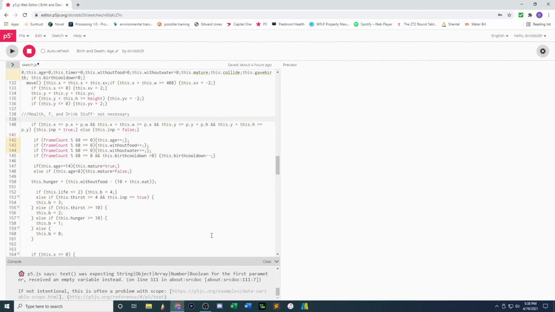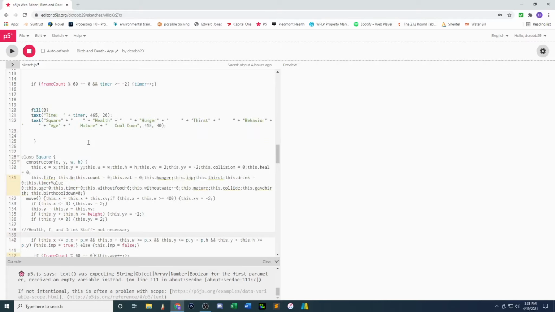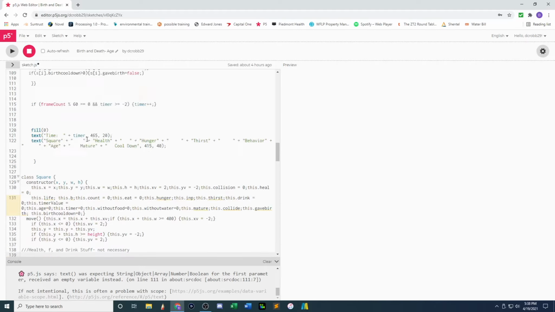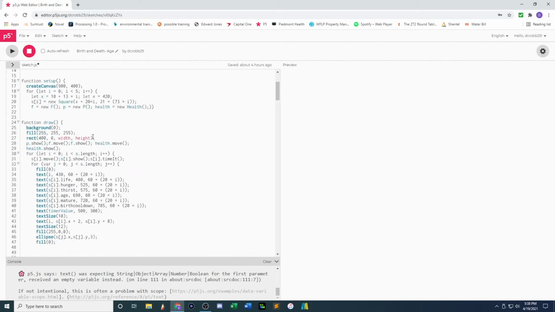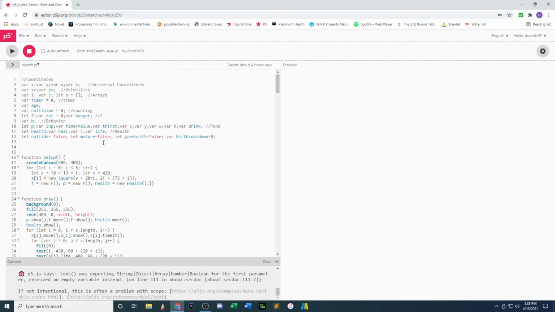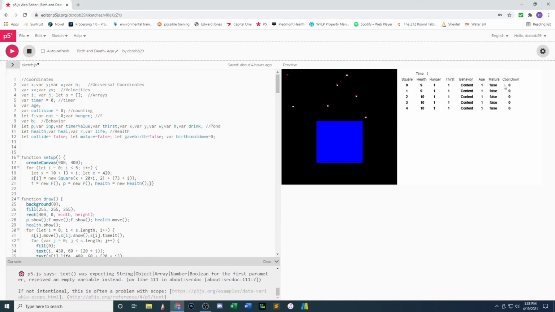Once the square is the female and gives birth, it has a cooldown for birth. You know what? I'm explaining this way too much. I'm gonna explain it while you watch it. It'll probably start lagging, and that's when I just gotta cut the recording. Here we go. Lovely. So we have mature false, because they're all small. They're all babies. That will change. Oh, I guess I'll change it to 14.